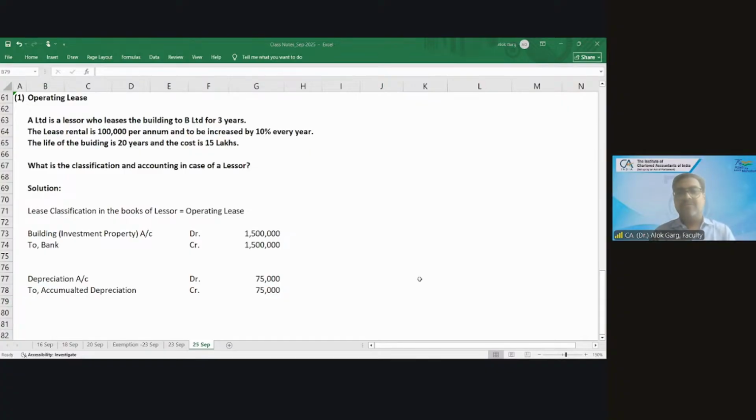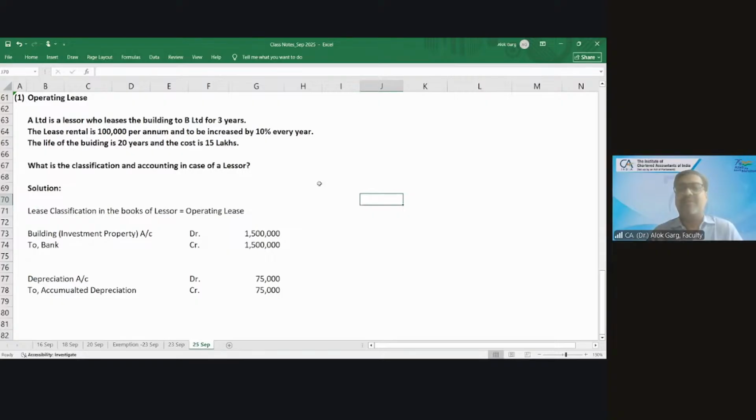Now you have to do the rental income accounting. Being a lessor, what do you get? If it is an operating lease, you will get a rental income. And here, the standard says that if it is an operating lease, the lessor will recognize the lease rental on a systematic basis.